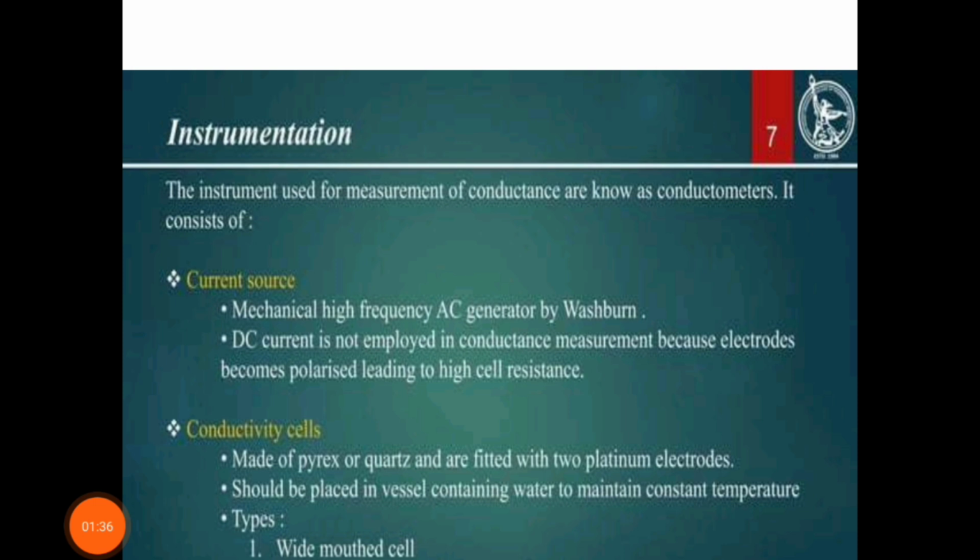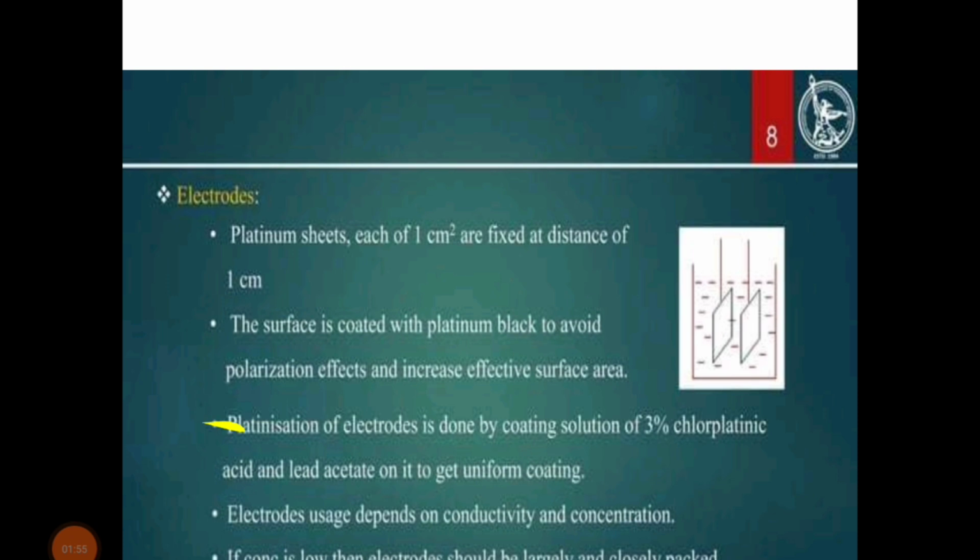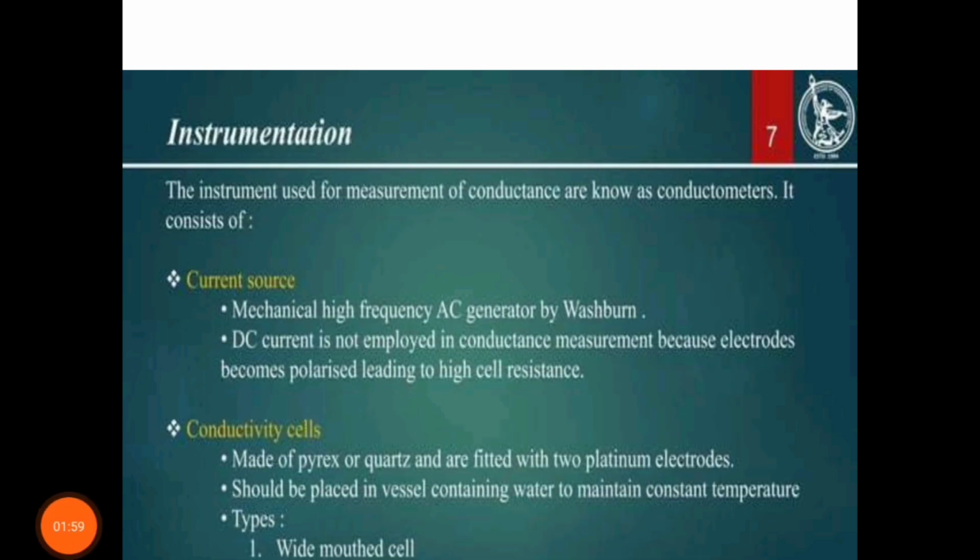Next is the instrumentation. The instrument used for the measurement of conductance is known as the conductometer, and it consists of the following: current sources and conductivity cells, which are the instruments used for conductometric titration. First is the source, that is, high frequency AC generated by a mechanical source. DC current is not employed in conductance measurement because the electrodes become polarized, leading to high cell resistance.